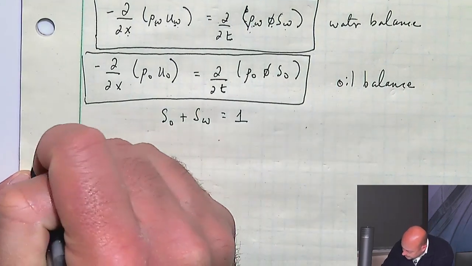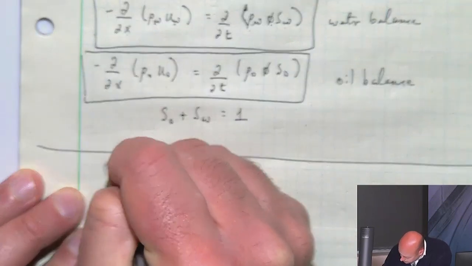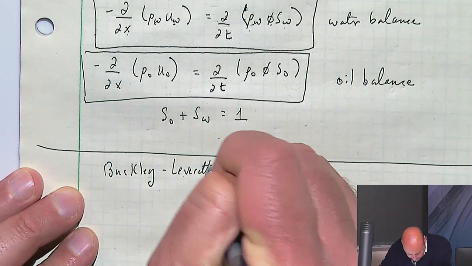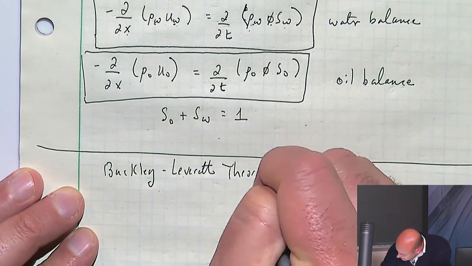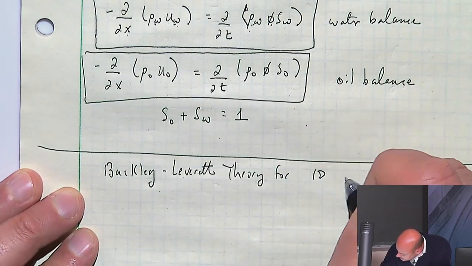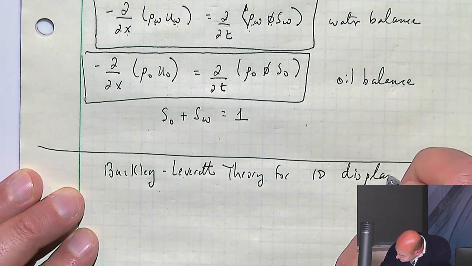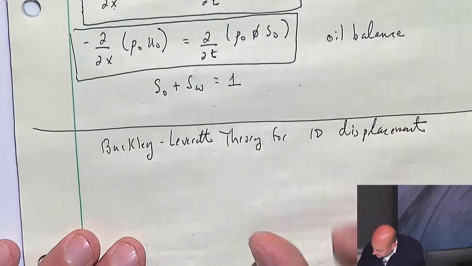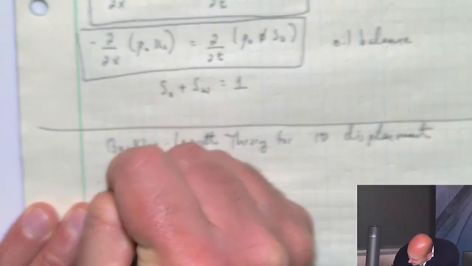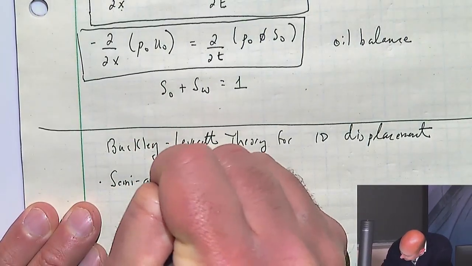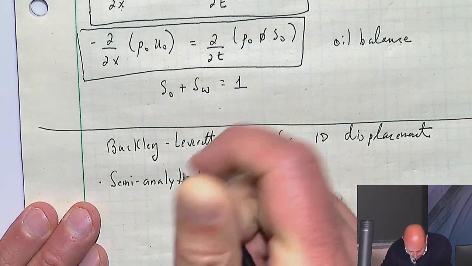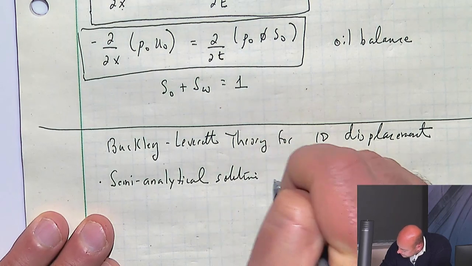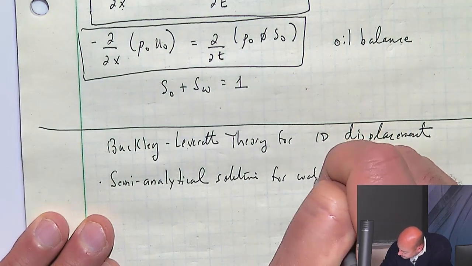So we're going to call this the Buckley-Leverett theory for 1D displacement. And so what Buckley-Leverett is, it's a semi-analytical solution for water saturation.